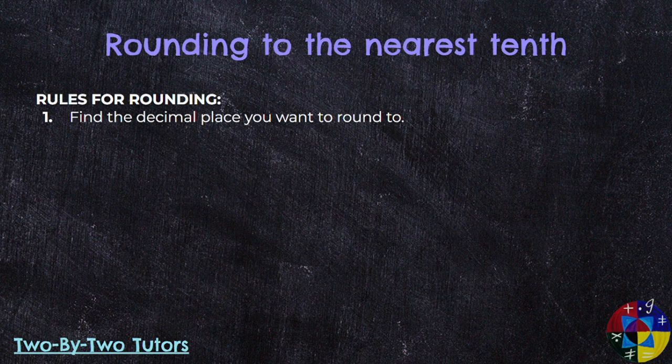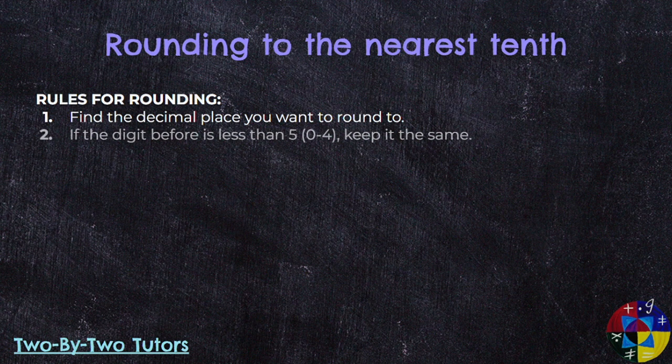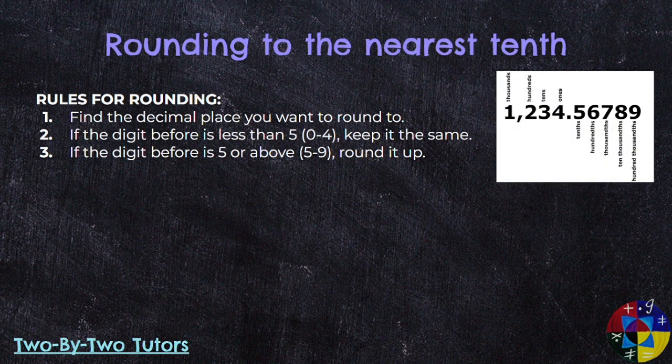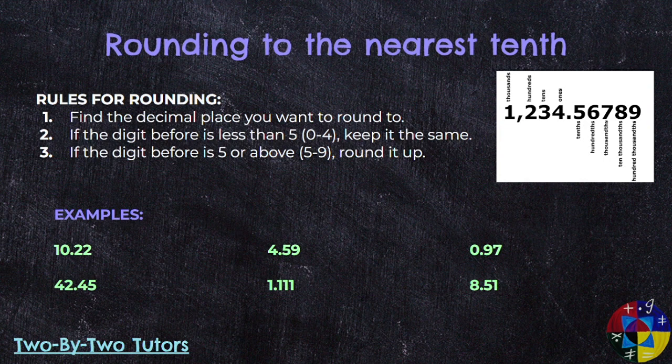The first rule for rounding is to find the decimal place you want to round to. Then, if the digit after it is less than 5, so from 0 to 4, you keep it the same. And if the digit after it is 5 or above, so from 5 to 9, you round it up. Here are some examples.